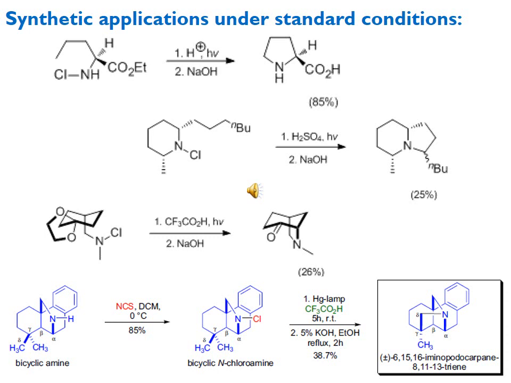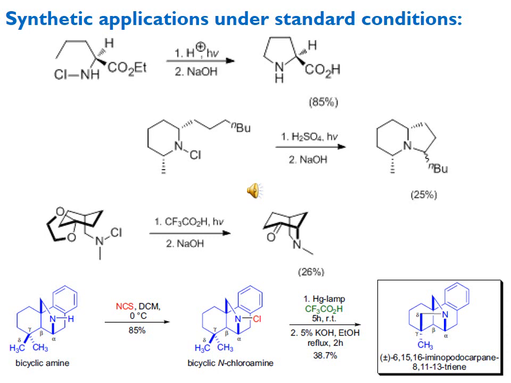Next is also the formation of a ring with an N-chloro secondary amine, which is treated with an organic acid, trifluoroacetic acid, and we get the cyclized ring with only 26% yield.